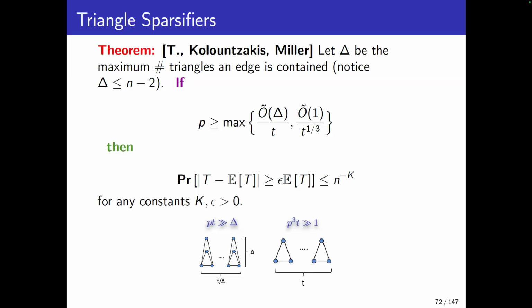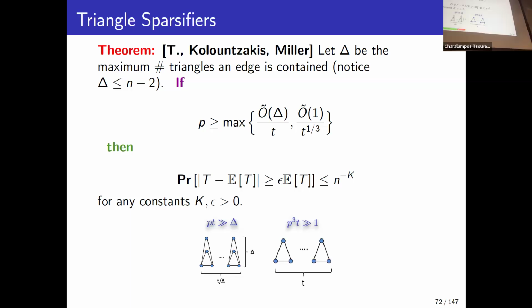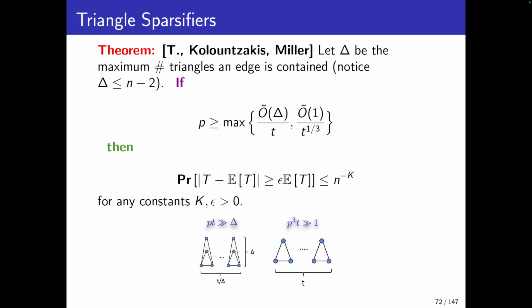Okay, so the probability that you're very close to the true expectation is very, very high. Conversely, the probability you're far away is very, very low. Now, what is the problem with this expression here? From a practical perspective, it tells you how to set P optimally, but you don't know T, which is the number of triangles. And this is what you're trying to compute.